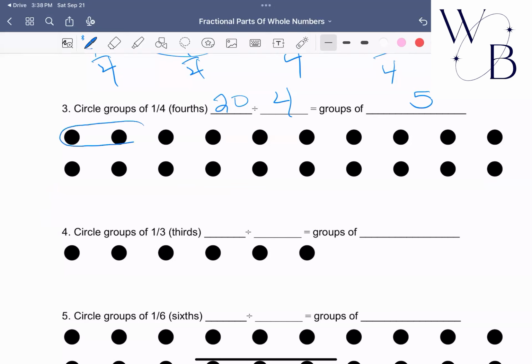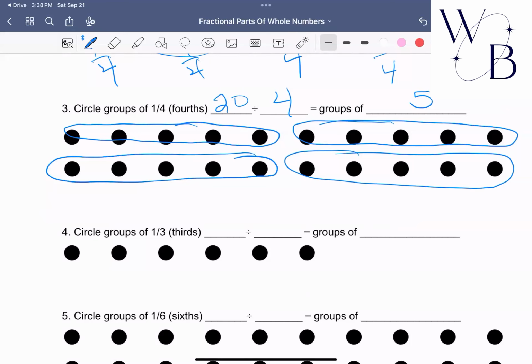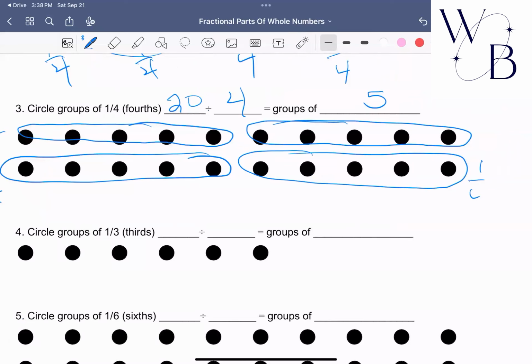So we have 1, 2, 3, 4, 5. I think I made that one a little too big. So 1, 2, 3, 4, 5. 1, 2, 3, 4, 5. 5. 5. So 1/4 of 20 is 5. Each of these groups of 5 circles is equal to 1/4 of 20.